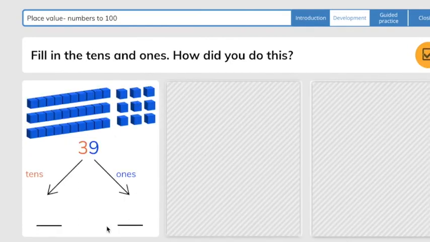Alright guys, let's look at this picture over here. We have the number 39. 10, 20, 30, 31, 32, 33, 34, 35, 36, 37, 38, 39. What number's in the tens place? The 3, right. What number's in the ones place? The 9. Awesome job. Let's look at another one.